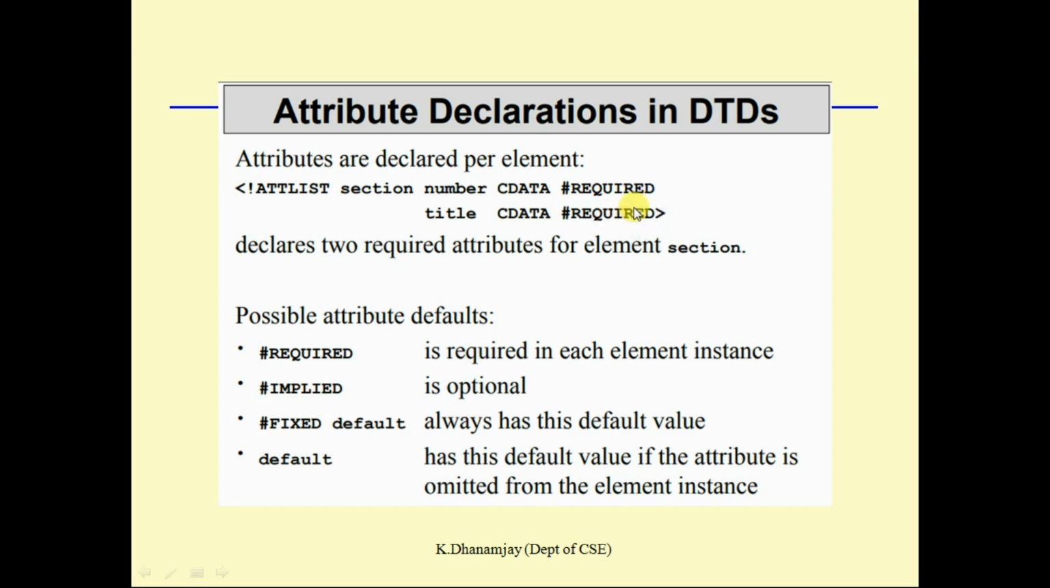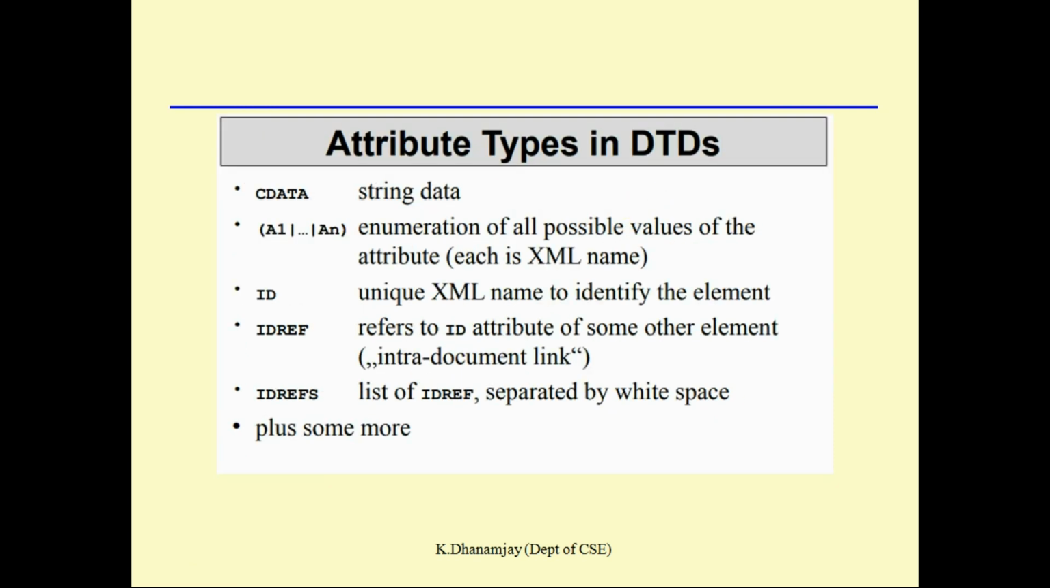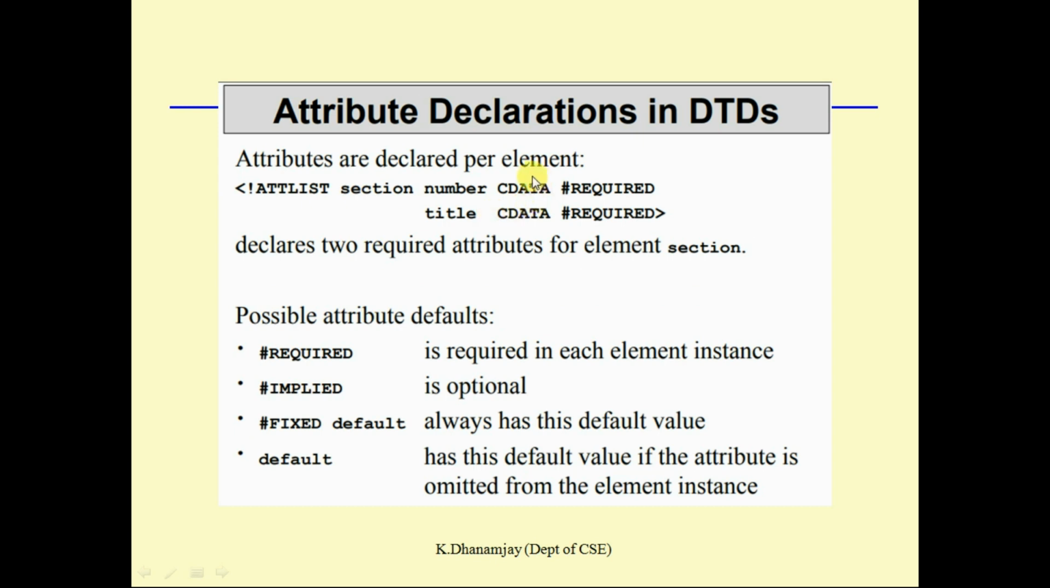Let's see attribute types in DTDs. There are different types. Previously we observed parsed character data, that is PCDATA, whereas in CDATA we can have string data. In the previous slide I gave CDATA, right? Whatever is in that position specifies the type, the attribute type. This is the attribute name, and this is the attribute type.